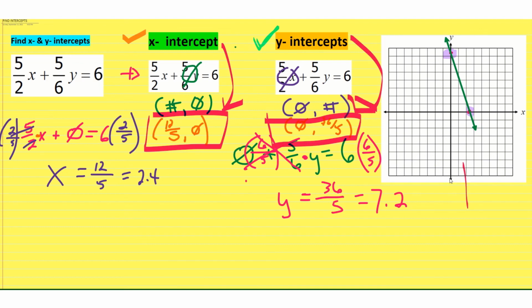And this is what my graph looks like when I can graph my line once I have those two intercepts. All I do is graph the intercepts right here and then draw a line between them two. All you need are 2 points to graph a line.